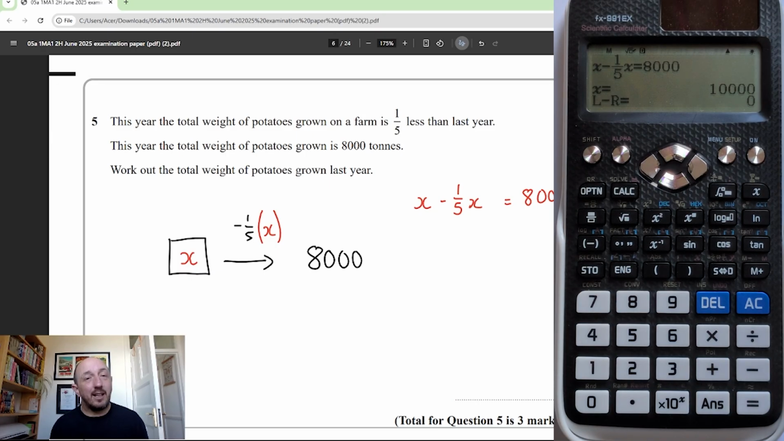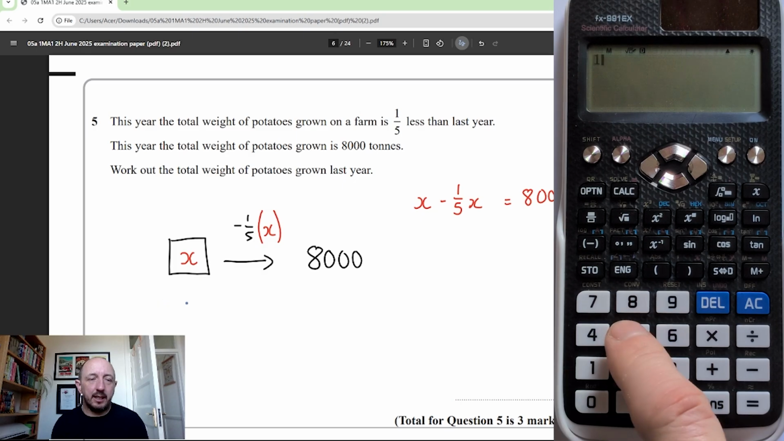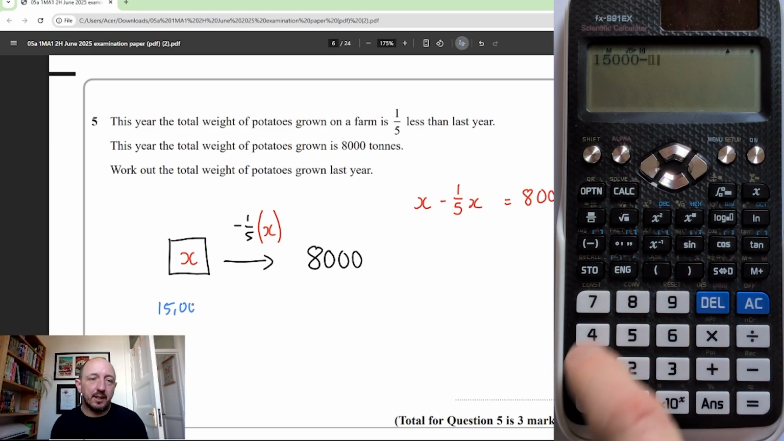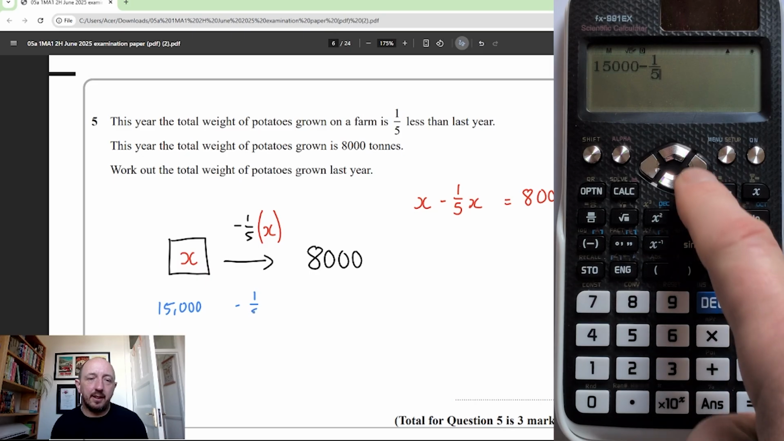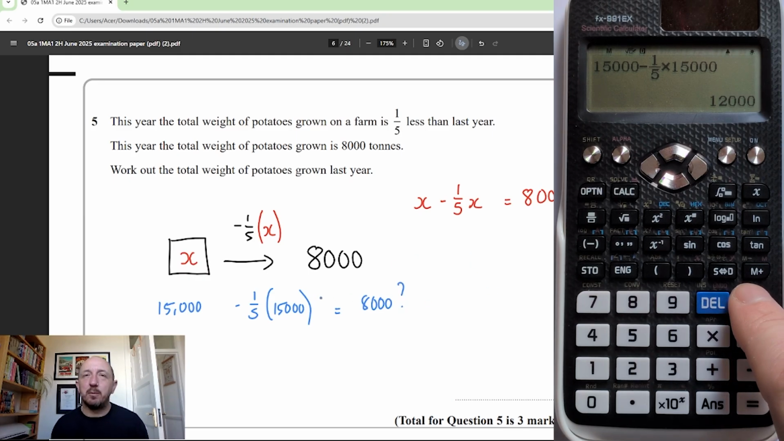Now I know that you might be thinking, turning this into algebra is something that I'm not going to be able to do, and that's fine. I just wanted to show you that if we call it a box or a space that we're trying to fill, then we can ask what would be a fifth of that. If you're really stuck, let's just try a number like 15,000, minus a fifth of 15,000. Does that give us 8,000? No, it doesn't. It would be too big.